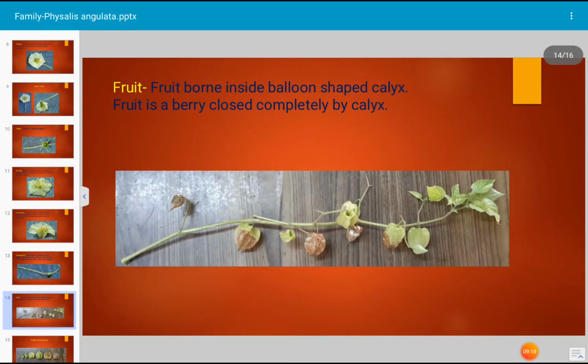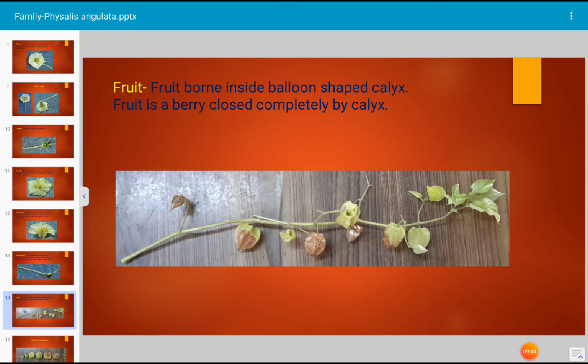Next slide. These are the fruits, and the fruit is borne inside the balloon-shaped calyx. The calyx is persistent. Why is it called persistent? Because even after formation of the fruit, the calyx is there. It is a persistent calyx. The fruit is a berry type of fruit and it is completely closed by the calyx.